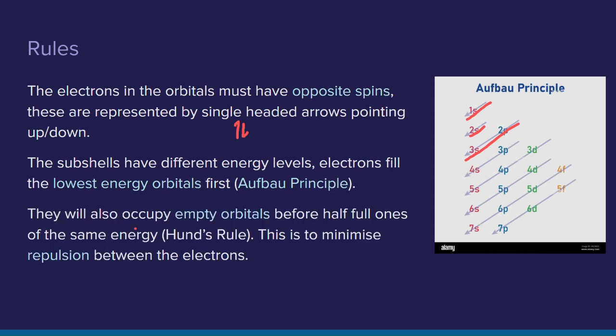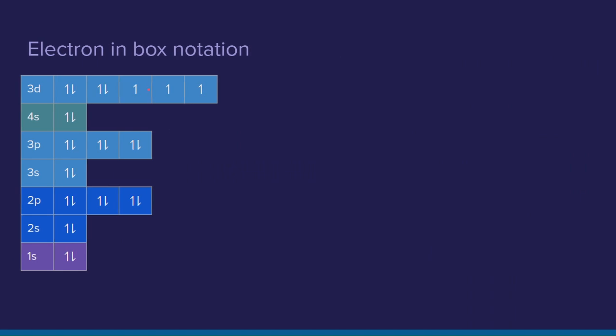This is where the energy is on that diagram. And they'll also occupy empty orbitals before half-full ones of the same energy, because they're both electrons, they're going to repel each other, so they want to be far from each other, so they'll occupy the empty ones before the ones that have already got one in. Remember that orbitals can have a maximum of 2.